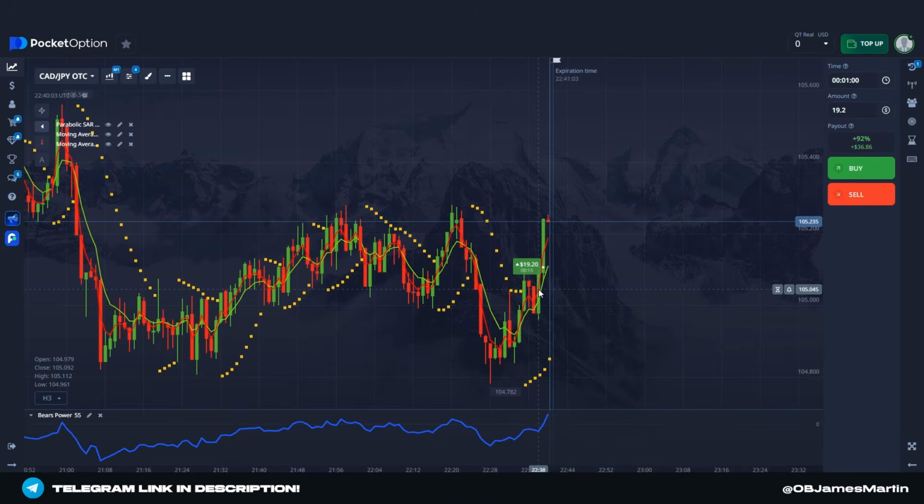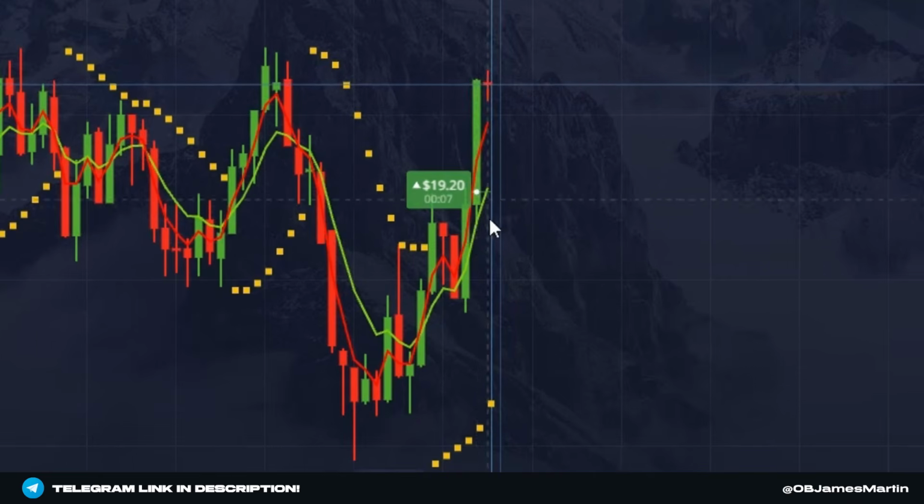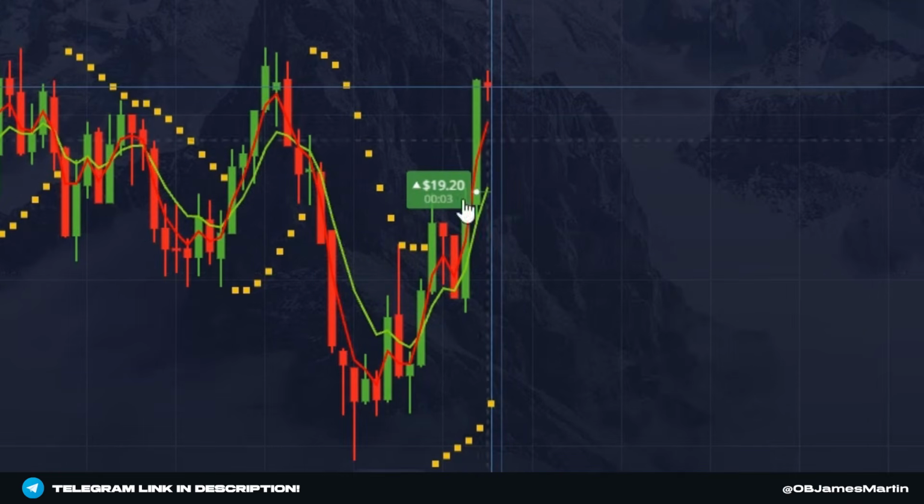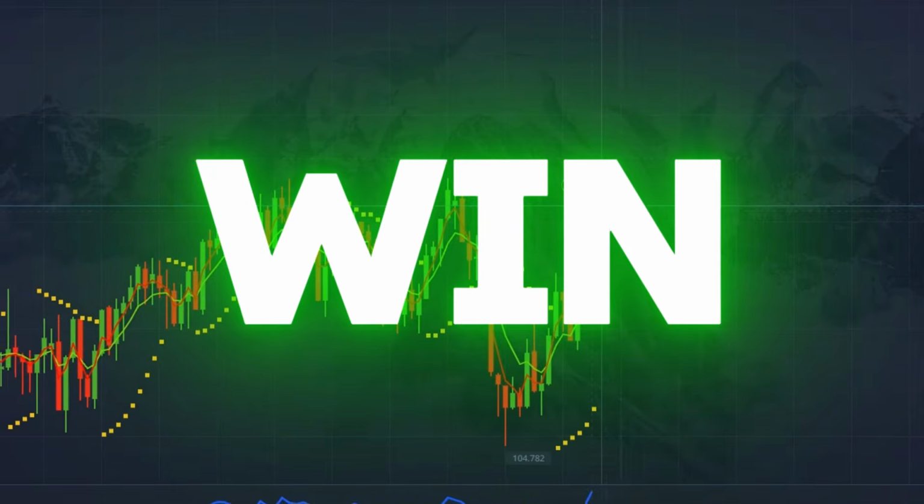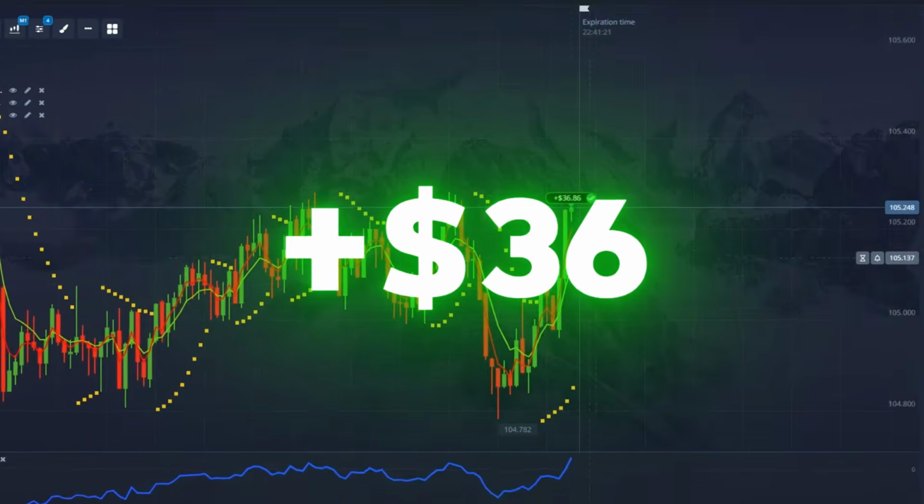I think it's a very good signal, a very strong one. The moving average lines are just crossing each other. We got 1, 2, 3, 4, 5, 6 parabolic SAR points. Okay, and look at that again, man. Let's see that. $36. That's so good, guys.